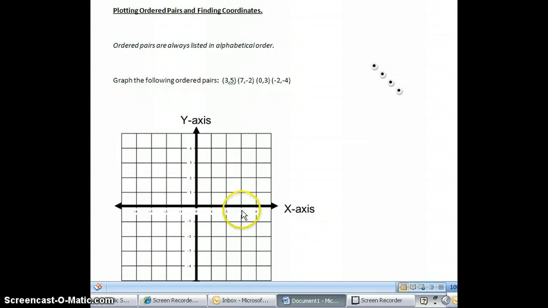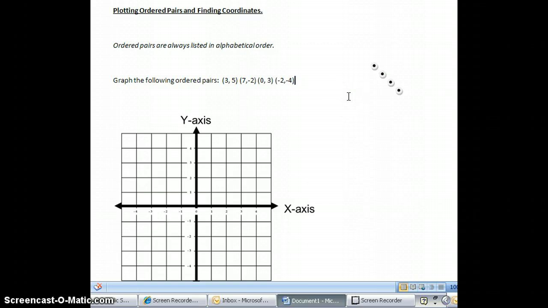Now on the axis, the coordinate plane, an ordered pair is always listed in alphabetical order. Notice what I have here. I'll put a space between that. And it's always parentheses, number, comma, number, parentheses. There's no leeway in that. For example, this ending one, -2, comma, -4, if you had written it like this, it's incorrect. Make sure you put those parentheses.